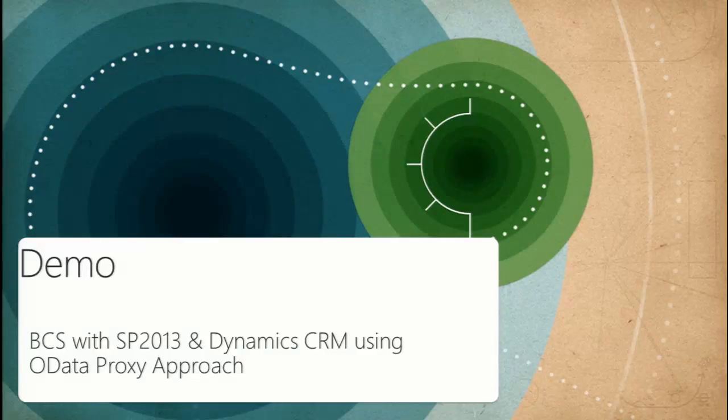So with Business Connectivity Services, you are surfacing CRM data within SharePoint. So far, what we've done is we've taken documents from SharePoint and exposed that into CRM. But with BCS, we are exposing CRM data into SharePoint. And what does it look like?